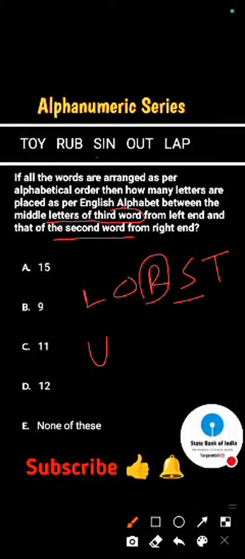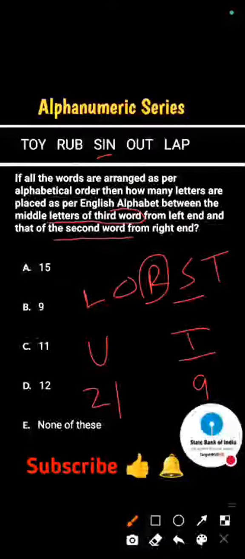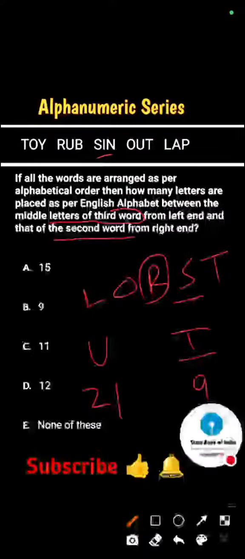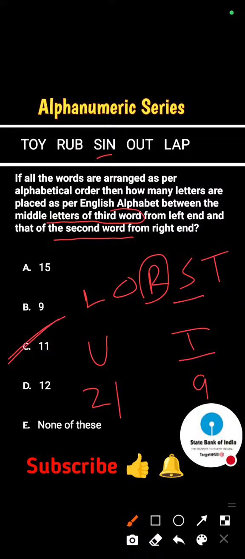so S I. So in between I and U, this is 9 and this is 21. So in between there are 12 plus 1, 13. 12 minus 1, 11 is our answer. Option C.